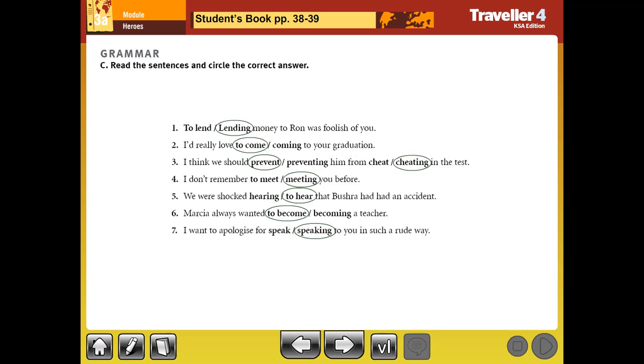اهتموا عليه جدا. Homework, answer exercise D and exercise E, page 35. And if you find any difficulty, you can ask me.